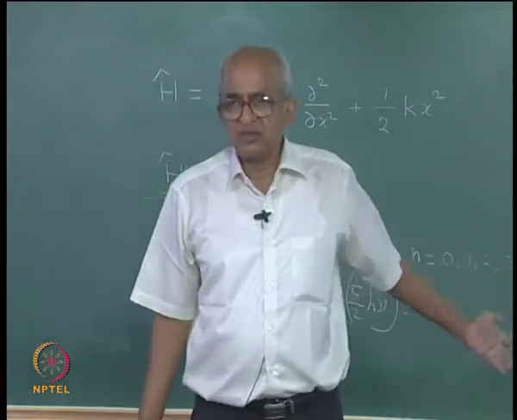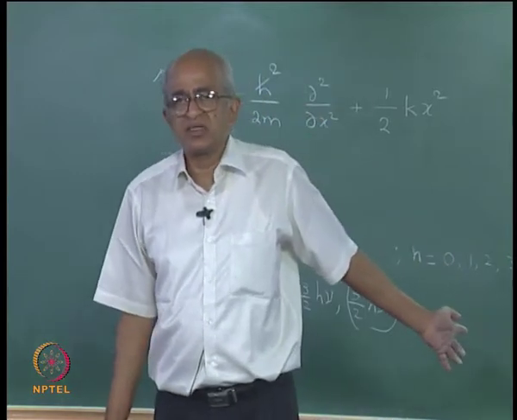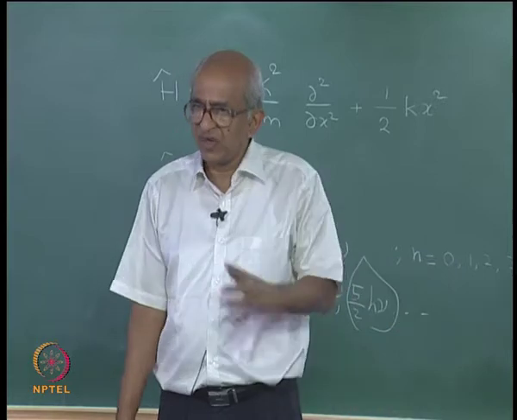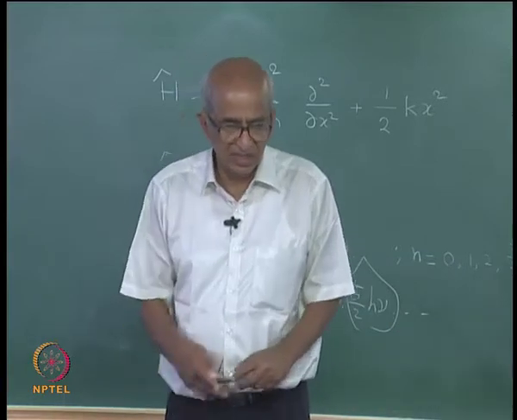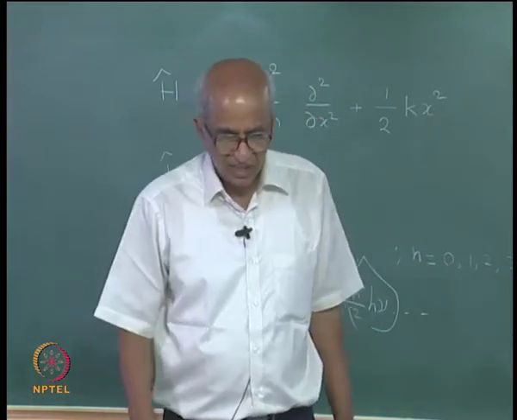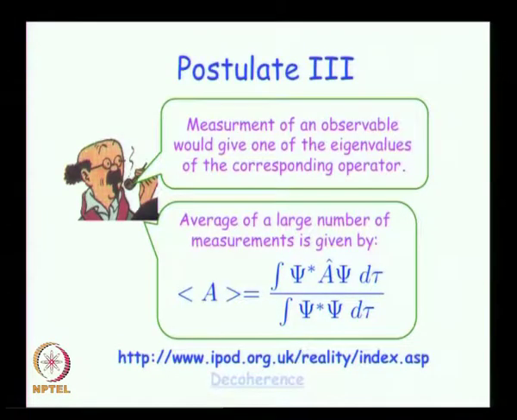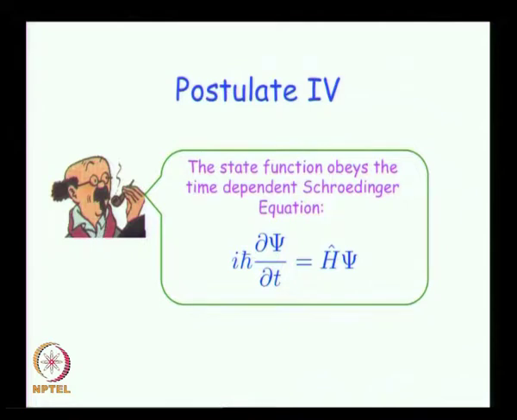But you would realize that knowing the state function is extremely useful, but we do not have any procedure for finding the state function, and that is the subject of the next postulate, which is postulate number 4, the final postulate. So, this is the postulate. It says that the state function obeys the time dependent Schrodinger equation.